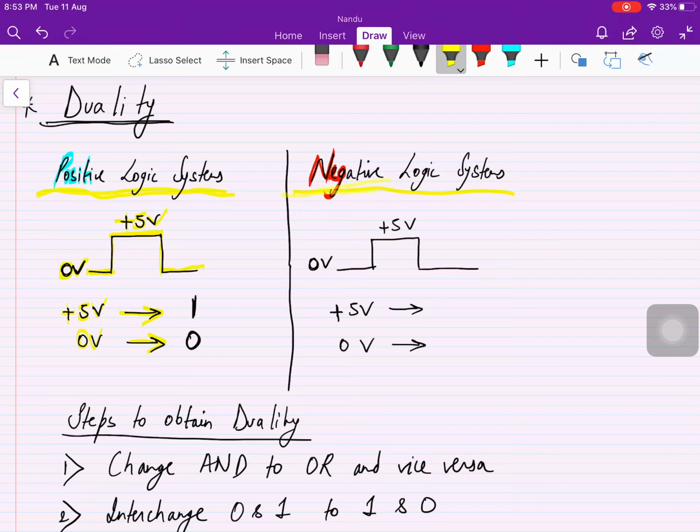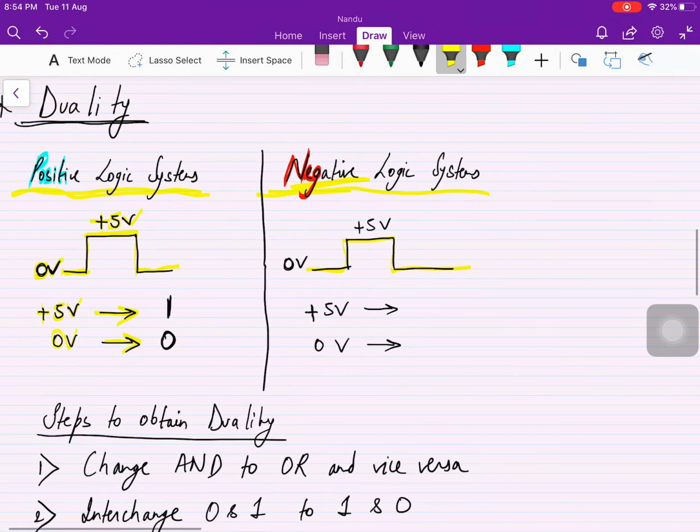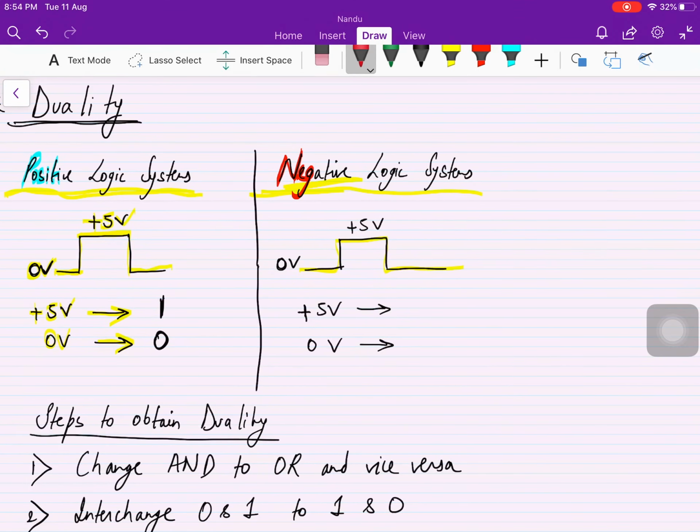But in negative logic, if we take the same square wave, it becomes opposite. Here plus 5 volt is represented as 0, and 0 volt is represented as 1. So it's opposite in negative logic systems. You should just know this.